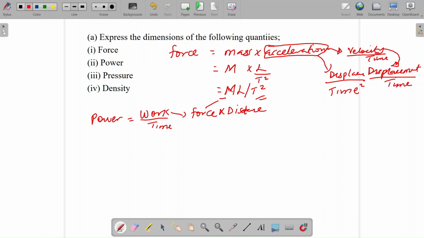So you've already calculated for force, so you just input it. That is ml t minus 2, still the same thing as before. This is still the same thing as this, multiplied by distance L divided by time again. So what are you going to have? You have ml squared per t cubed, because this is like division. It's still the same thing, like ml divided by t squared times L, over t.